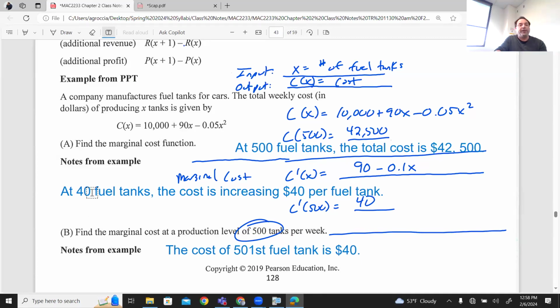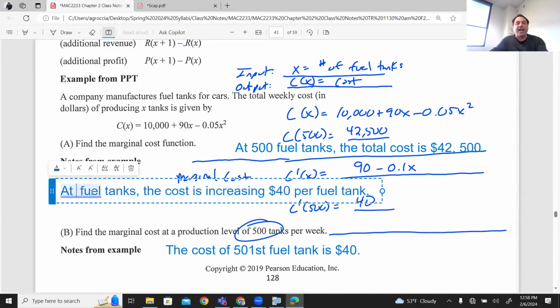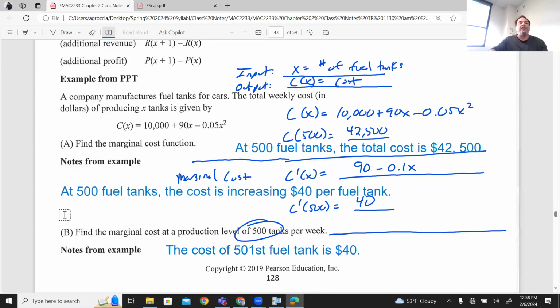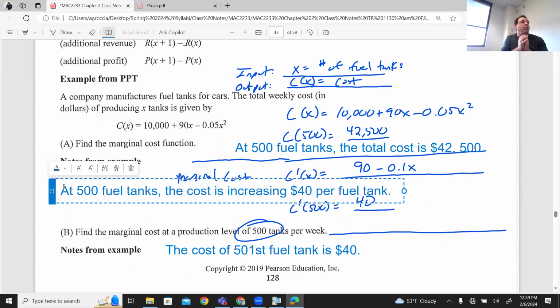At 500, thank you. I know you guys are trying to catch me. At 500 fuel tanks, the cost is increasing $40 per fuel tank. The reason why I prefer that statement is it reminds you that it goes up or goes down, and it's changing. Cost per fuel tank. So my preference is you write it this way.